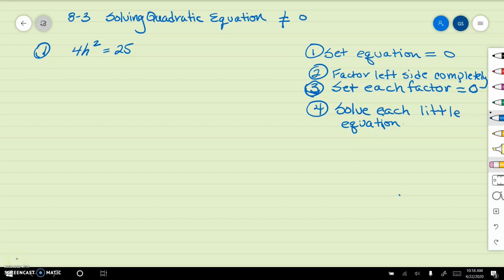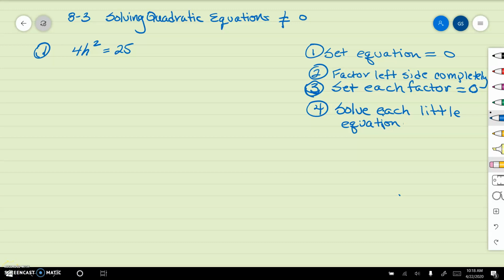Hi everybody, we're going to do lesson 8-3 today, solving quadratic equations when it's not set equal to 0, okay, so not equal to 0. I wrote some steps over to the right. You can copy them if you want, or I'm going to keep them up. And please write down the first equation and hit pause, and when you're done writing everything down, come back.